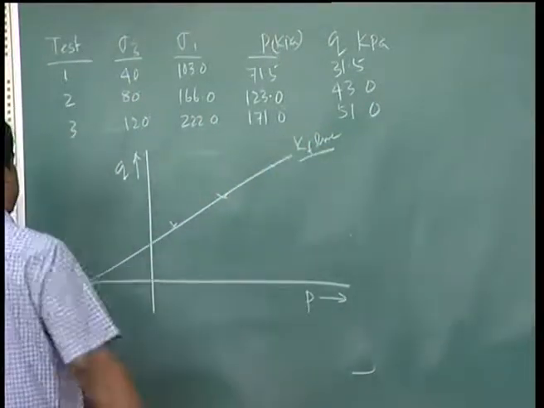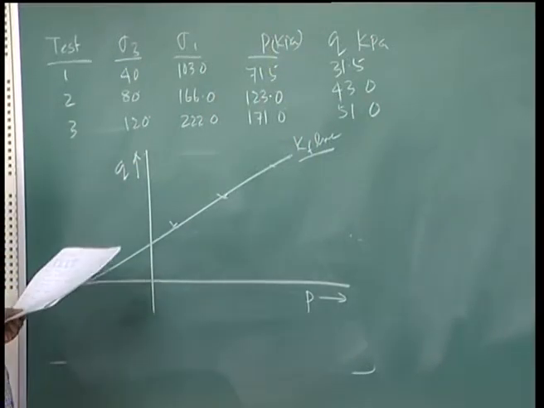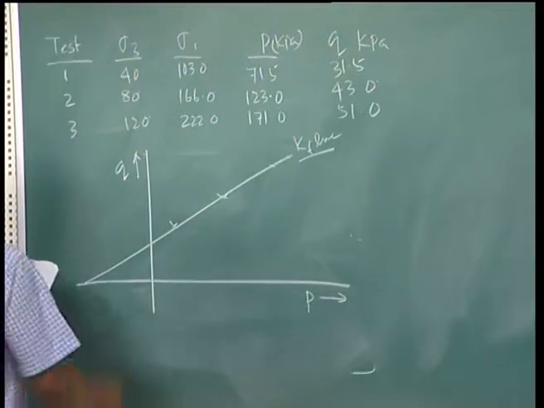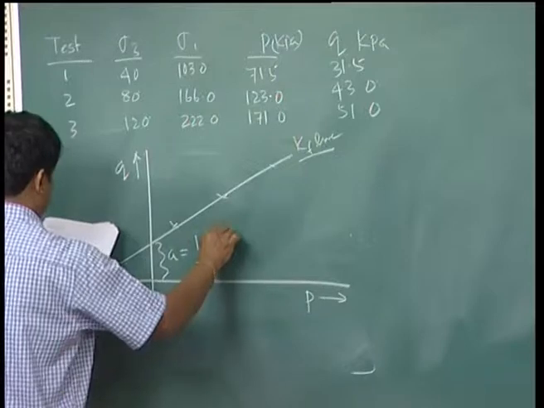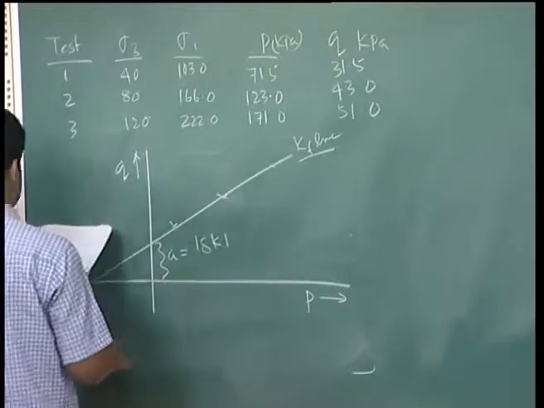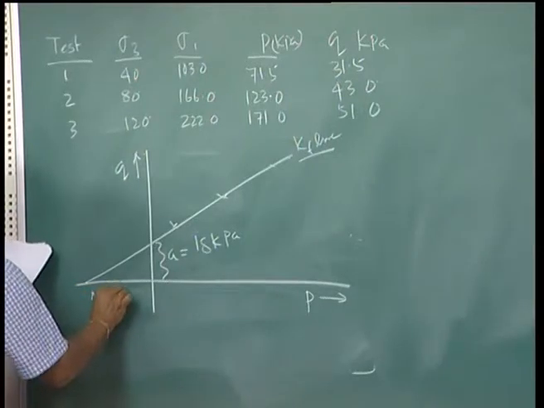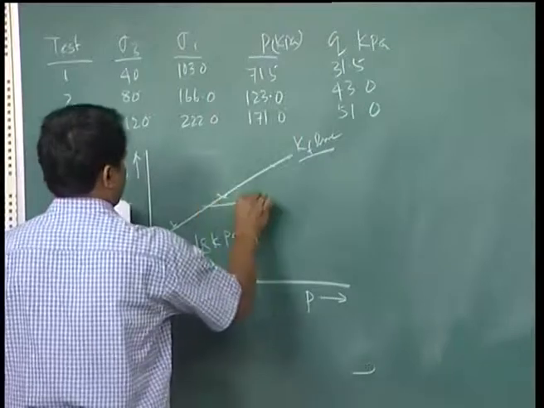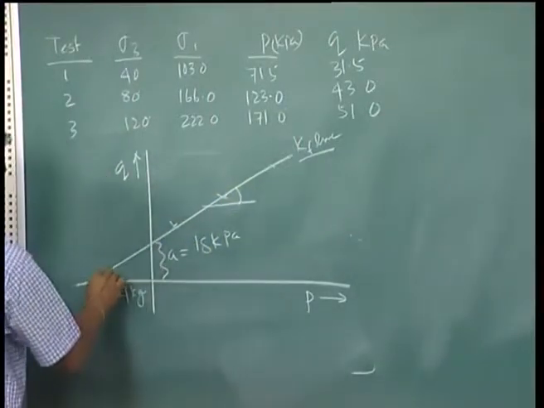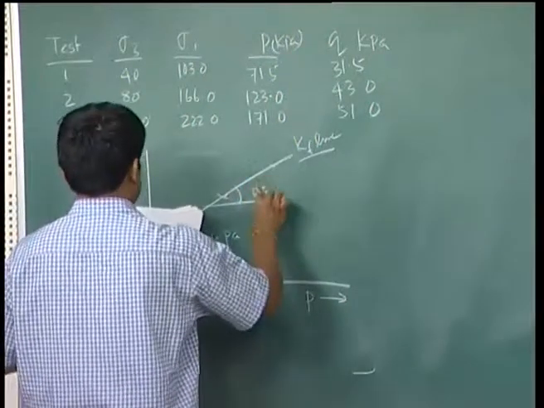Extend the KF line, and it will intercept somewhere here. From there, this is your value of A. So A is equal to 18 kPa, then M is equal to 94 kPa, and alpha, if you remember from the last part, is this angle. So alpha is equal to 11 degrees.